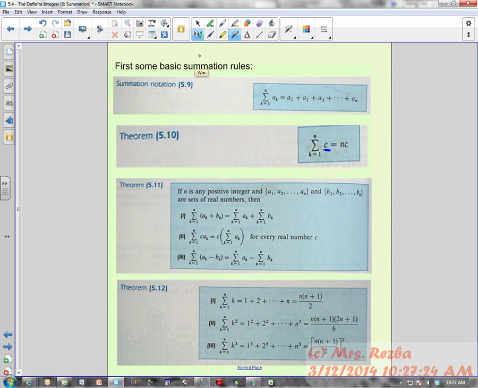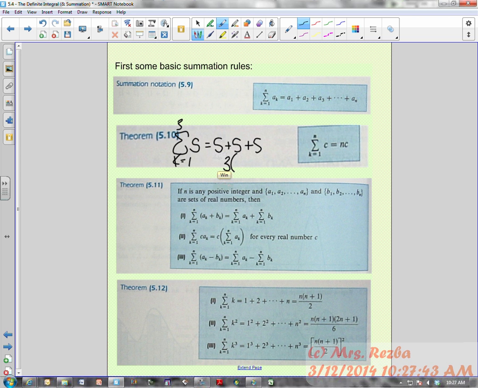times the constant. Think about it. If we have the summation of 5 from k equals 1 to 3, that means that this is our term. So we want it the first time plus the second time plus the third time. Therefore, we have 3 fives for our summation.